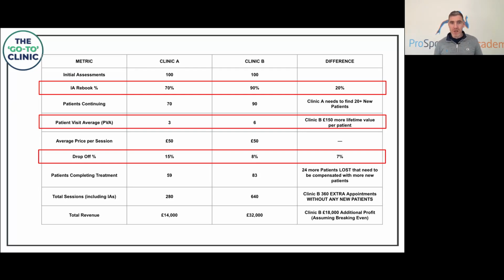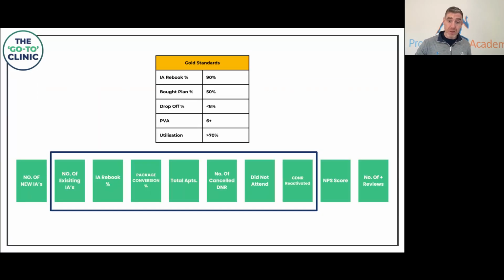Sometimes when we look at these numbers, it can become all about business and you forget the main thing, which is that this number actually represents the number of patients that have gone through and completed their treatment, and hopefully given us reviews and referrals.